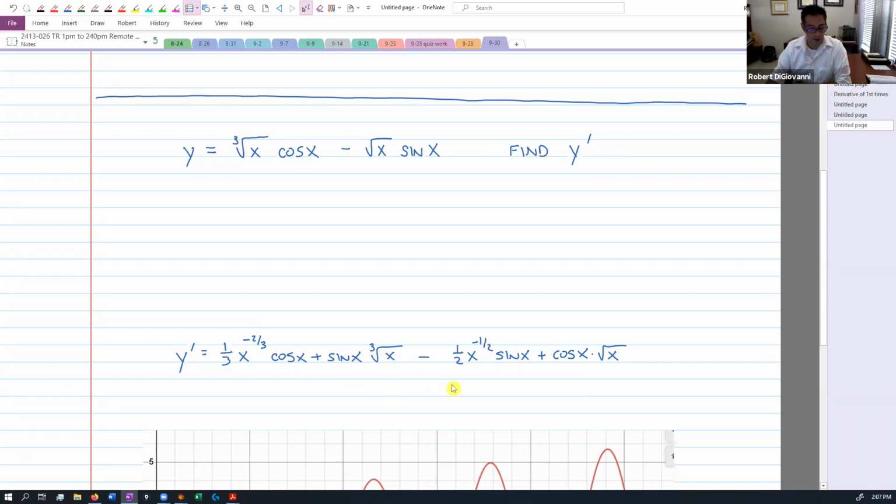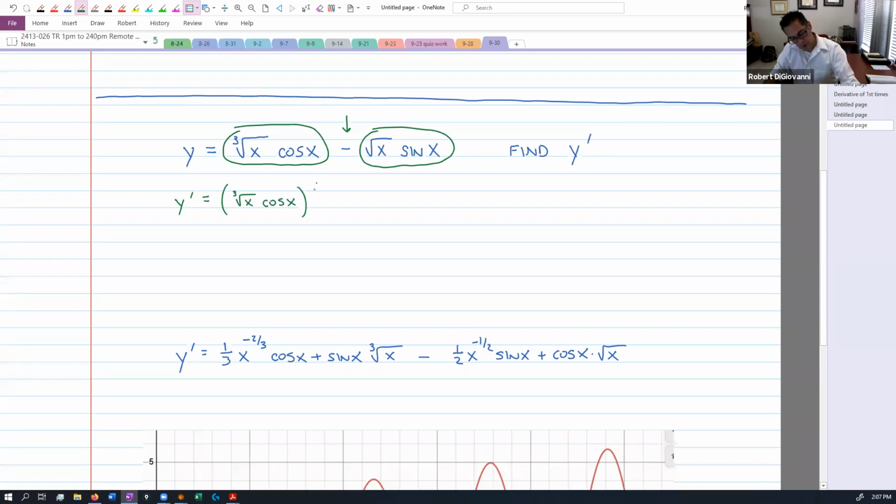Let's work through it and see if we can get to this. The first thing I noticed is that I have a subtraction, so I can do this whole thing by itself and then this whole thing by itself. When I take the derivative, I'm taking the derivative of all of this and then subtracting the derivative of all of this. There's a rule that allows me to do this.